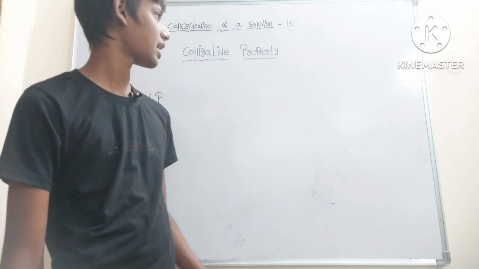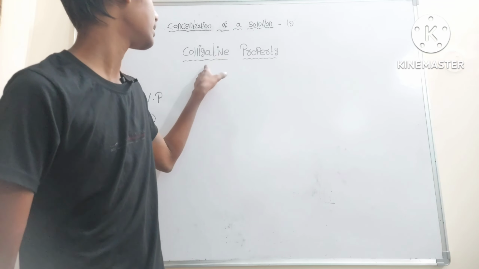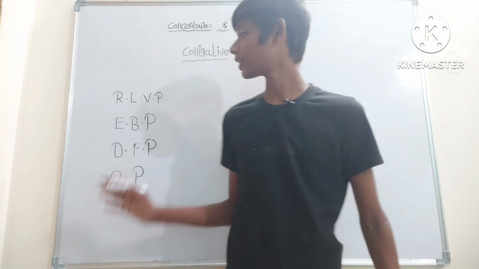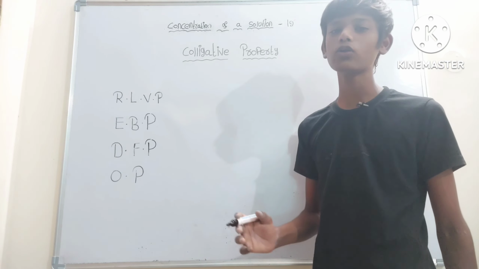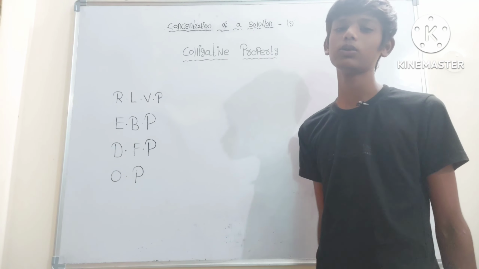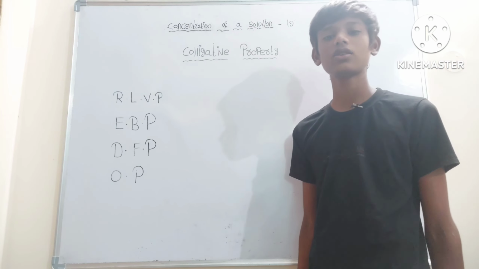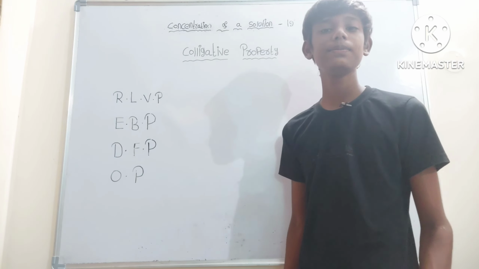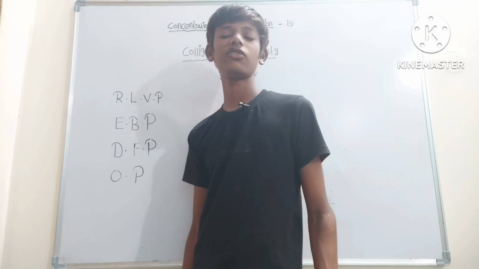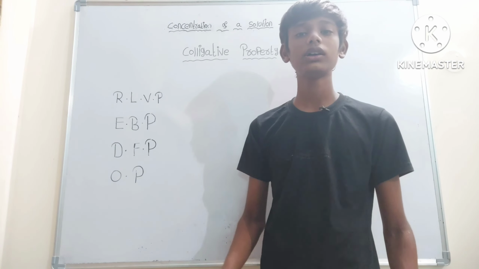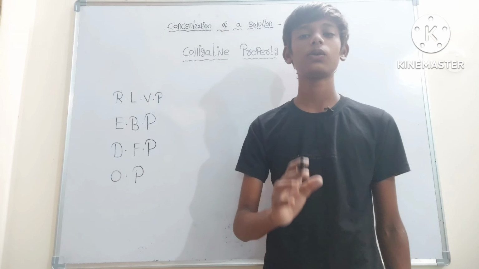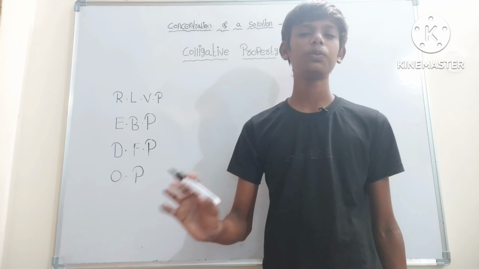Let's begin our today's class. Here the main heading is colligative properties. These are the types of colligative properties. First of all, we have to understand what colligative properties are. The properties of a dilute solution which depend only on the number of particles of solute present in the solution, but not on the nature of solute or the nature of solvent, are called colligative properties.